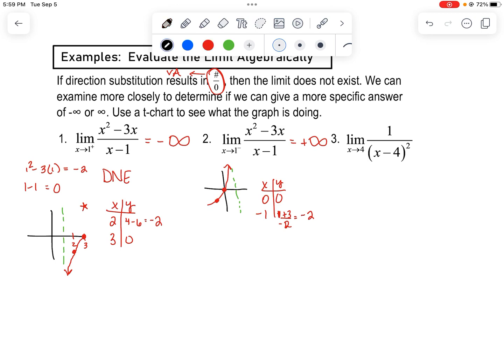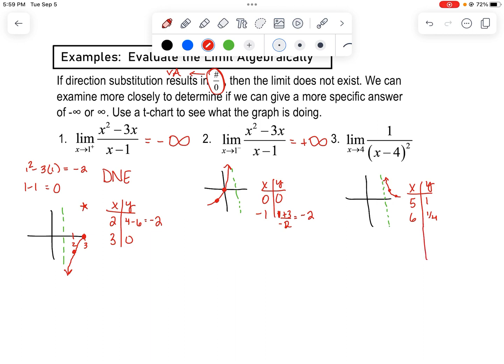Now, number 3 is not a one-sided limit. It is a two-sided limit. And so we know that when we plug in 0, or we plug in 4, we're going to get a 0 in the denominator. A 0 in the denominator means there's a vertical asymptote. And so we want to know actually what's happening on both sides of 4. So we're going to plug in 5 and 6. We plug in 5, we get 1. And we plug in 6, we get 1/4. So 5, 1, 6, 1/4. So on the right side, we're going to positive infinity.